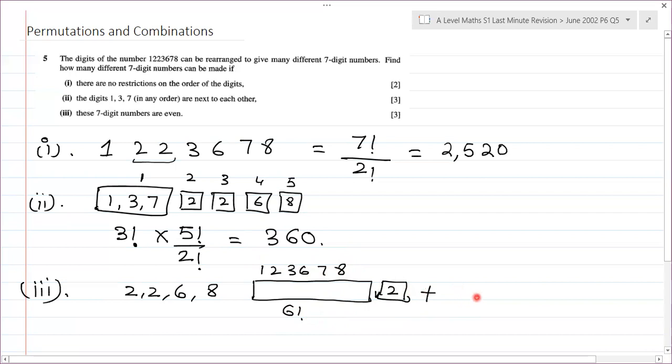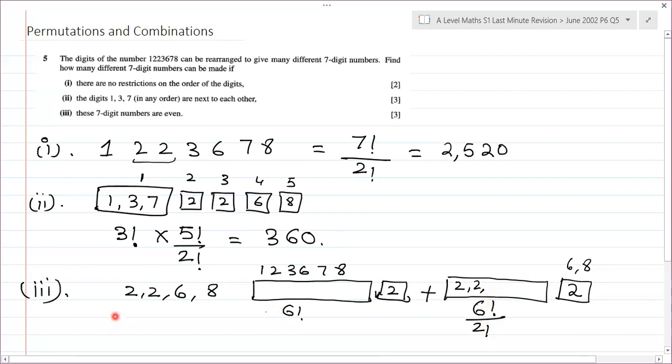The other one I would have is, this is going to end with a 6 or an 8. So for the last one, I have 2 options, so that's going to be 2. And over here, how many numbers will I have? Because I've used only 1 out of 6 and 8, I will still have 6 numbers remaining over here. And remember, I've only used 6 or 8, so I still have two 2's over here. So that means this is divided by 2 factorial.